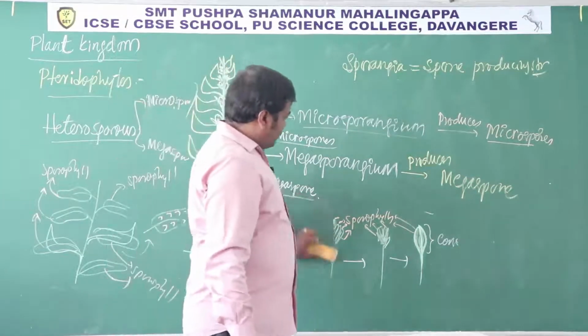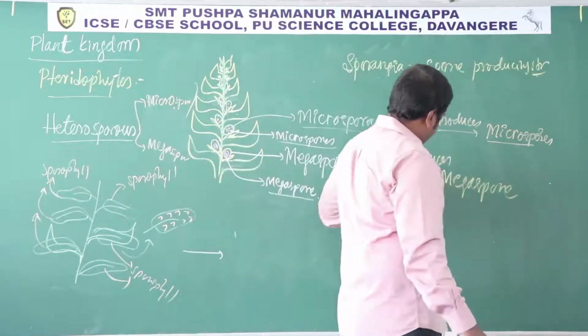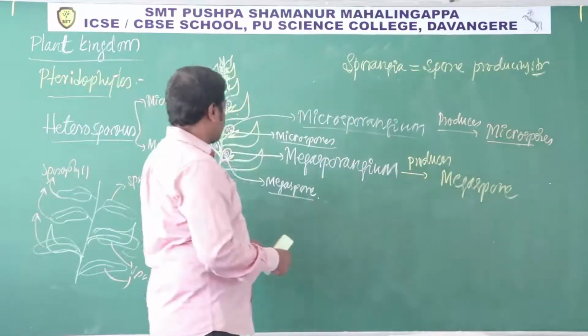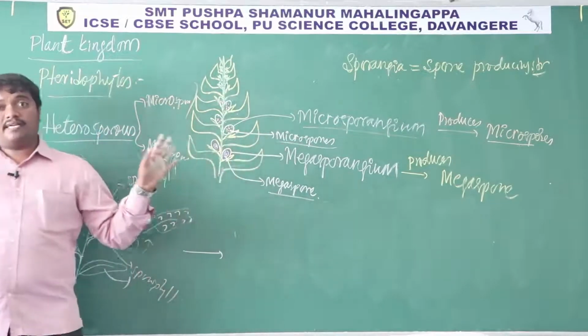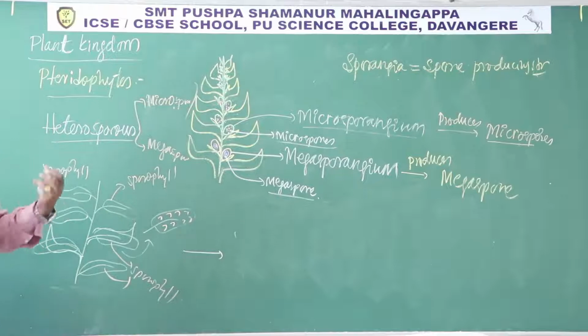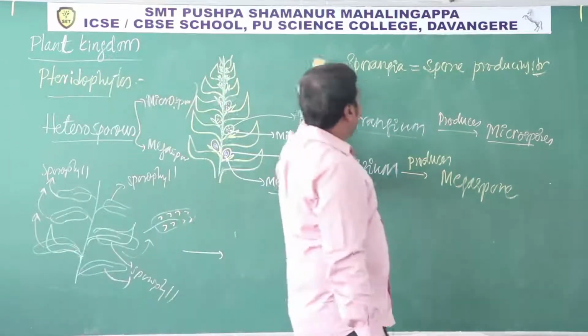Okay, so this is the condition. Then how are the gametes going to be produced? And of course, this megaspore is a gamete, microspore is a gamete. They represent the gametophytic stage. Okay, so how?